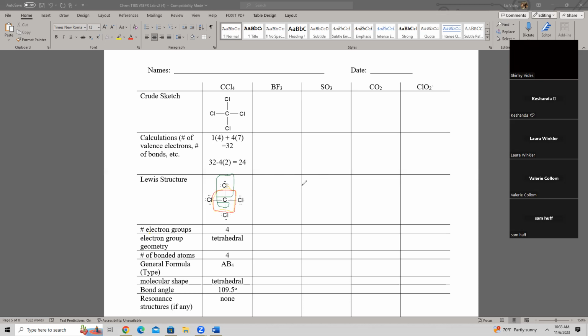Exactly. So that's what we're looking for, 8 and 8. Everybody's happy, you see. Now, there are some exceptions that you have to remember, like what we're about to do right now. So I'm going to go ahead and type in the numbers. So we have 1 boron, right, times 3, plus we have 3 fluorines times 7.